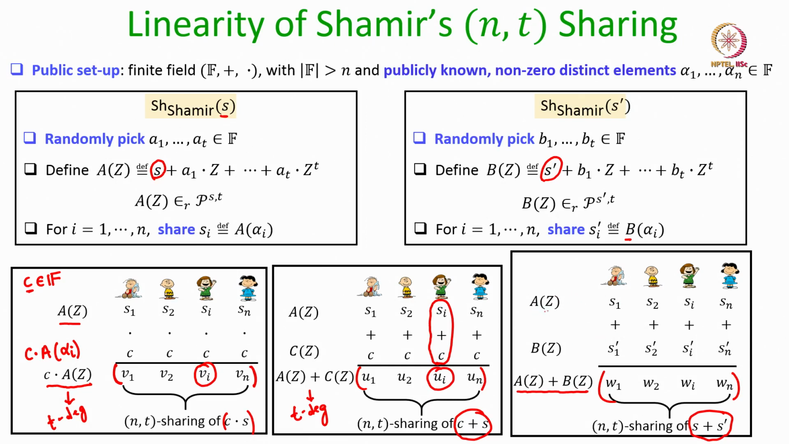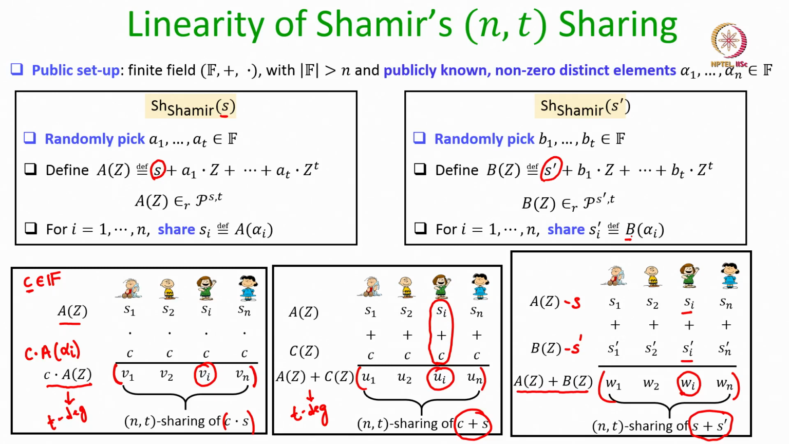The constant term of the A polynomial was S, the constant term of the B polynomial was S prime. That is why the constant term of the A plus B polynomial will be S plus S prime, and this A plus B polynomial when evaluated at alpha_i will give you S_i plus S_i prime, which is nothing but the ith component in this new vector. So, that is what we mean by the linearity of Shamir secret sharing.